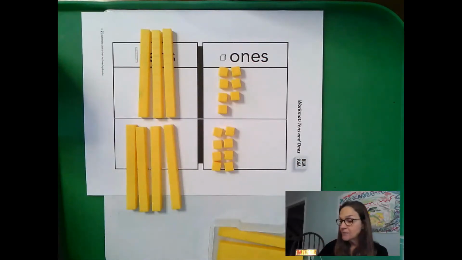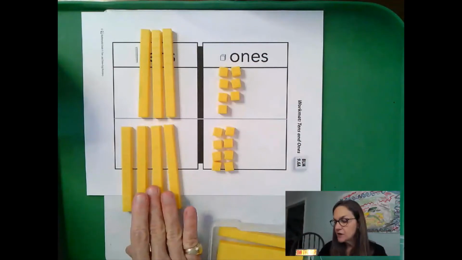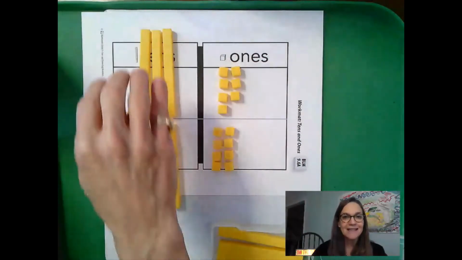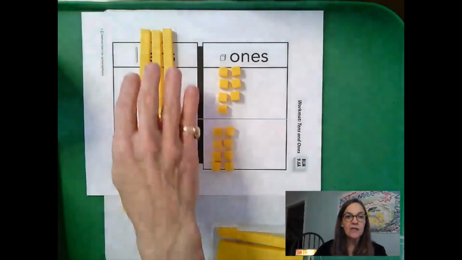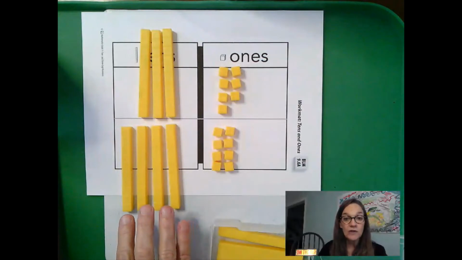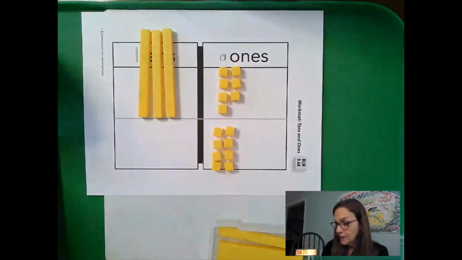Okay, 48. So which one of these numbers is greater? Which one of these numbers is more? Well, we always start comparing tens first. This only has 3 tens in 37. This has 4 tens in 48. So 48 is greater.